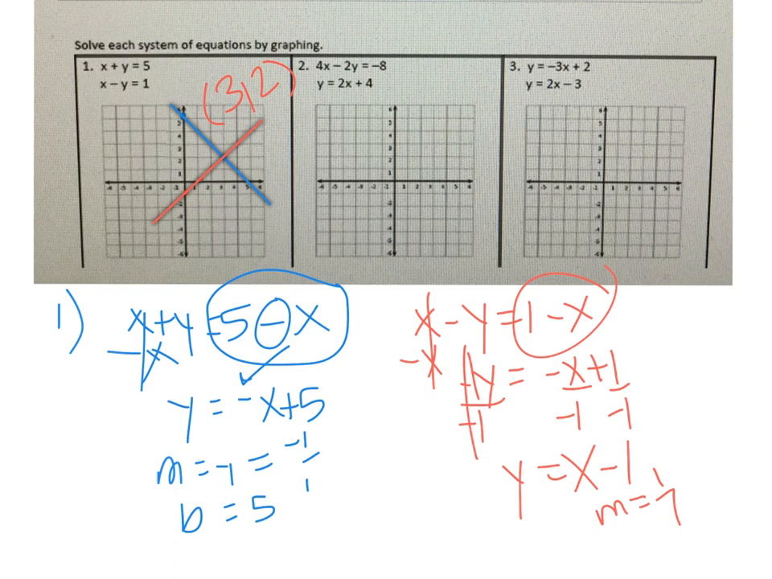So it says solve each system of equations by graphing. We solved it. We have the solution. 3, 2, there's my x, there's my y. So if it asks for just the x value, you say x is 3. Okay, if it asks for the solution, 3, 2.